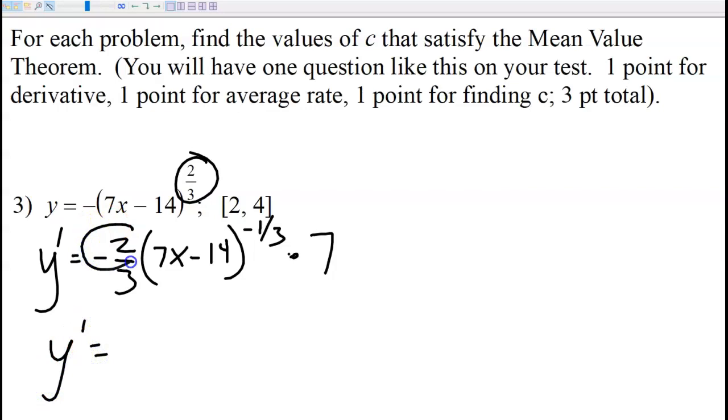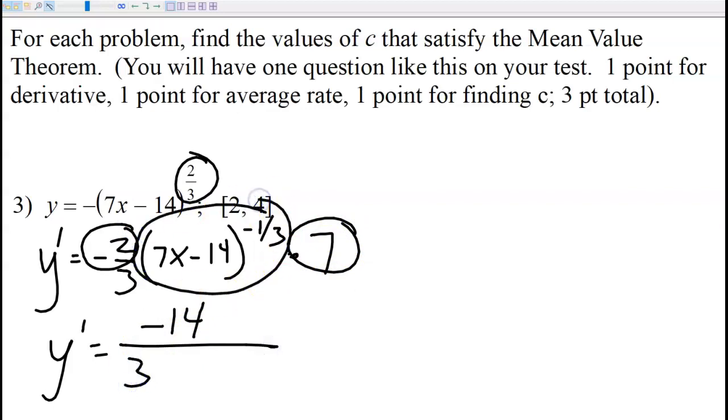Okay, the next thing I'm going to do is rewrite this a little bit. First of all, I'm going to multiply the negative 2 times the 7, and I'm going to get negative 14. The 3 is on the bottom. And since this thing has a negative exponent, I'm also going to put that on the bottom. And there's my derivative.